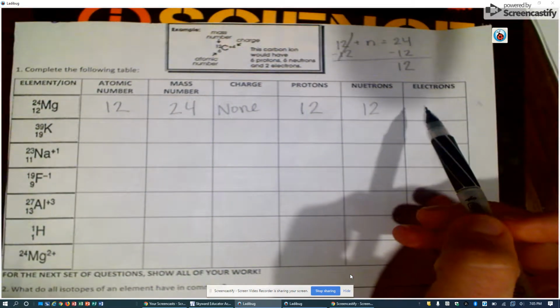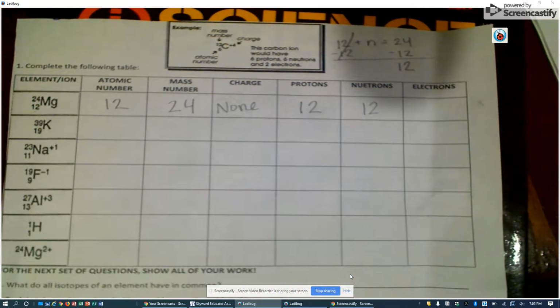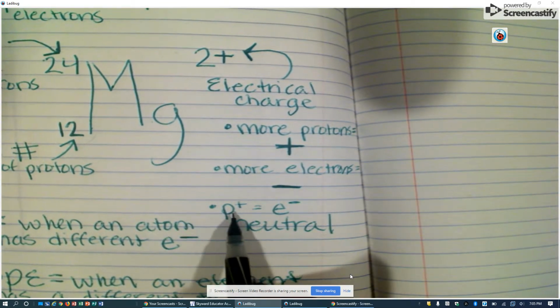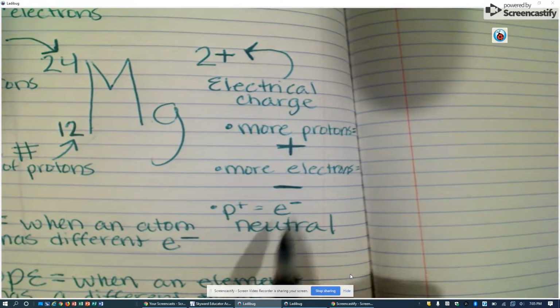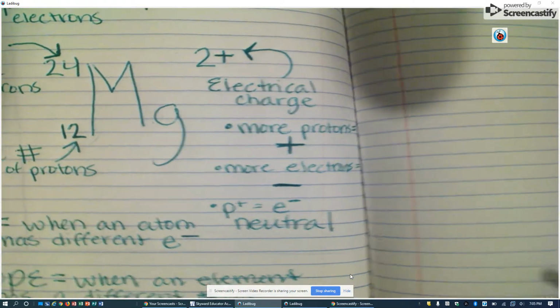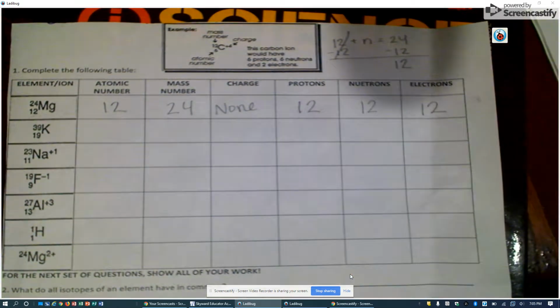Last but not least, it's asking us for the number of electrons. Now, if you remember, if there's no electrical charge, and we reference our notes, when protons equal electrons, we have a neutral or no charge. So that means that our protons have to equal our electrons. So we had 12 protons, that means we have 12 electrons. Now, not all of them are going to be as simple as that.